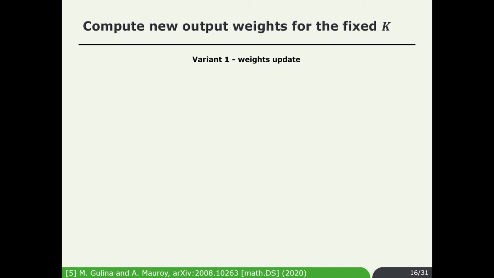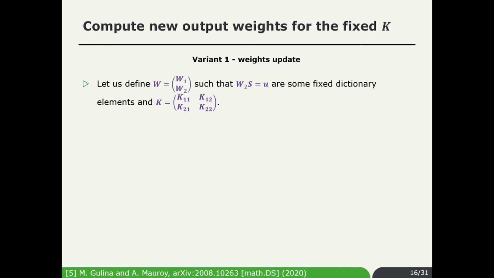We propose two variants to train the output weights for the fixed Koopman matrix. For more details, you may read our preprints referenced below. The first variant is to update the weights. Let us define W such that inputs are some fixed dictionary elements.